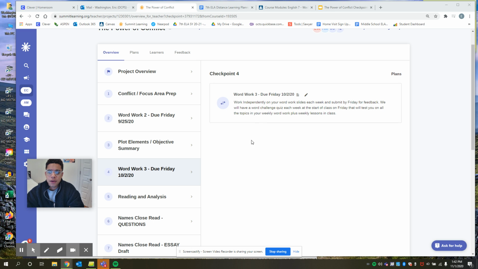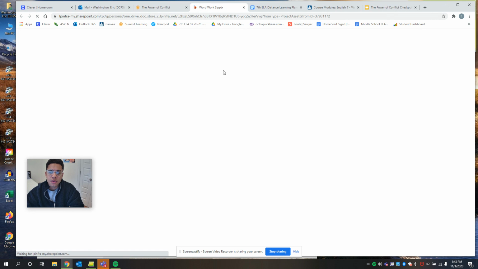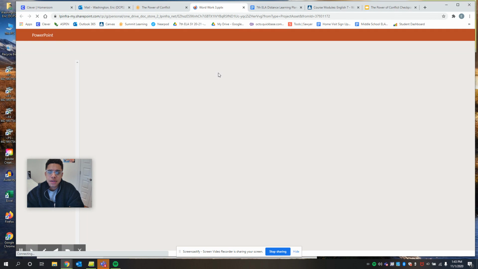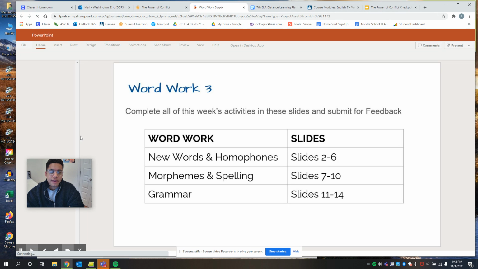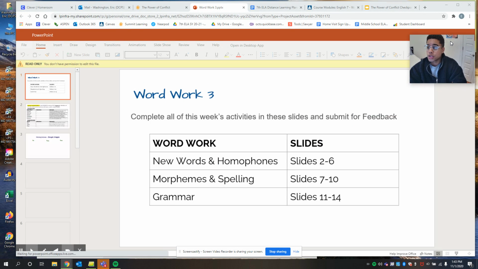All right, so for checkpoint 4, we have our second word work, which is titled Word Work 3. So for Word Work 3, we'll click on it. It'll take us to our PowerPoint presentation. And it's going to look very similar to our first word work, which was Word Work 2.